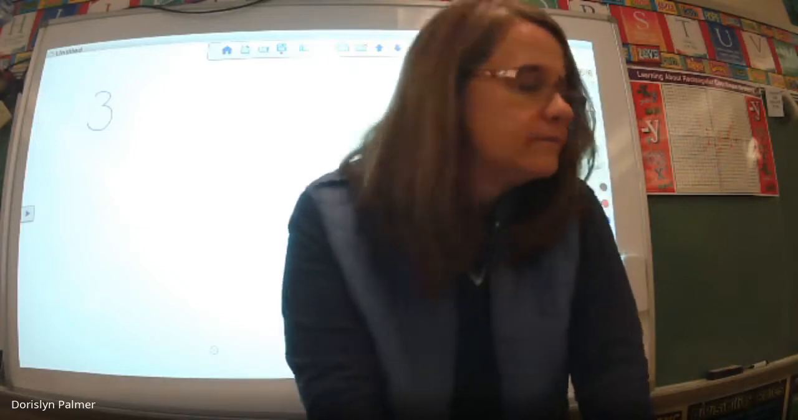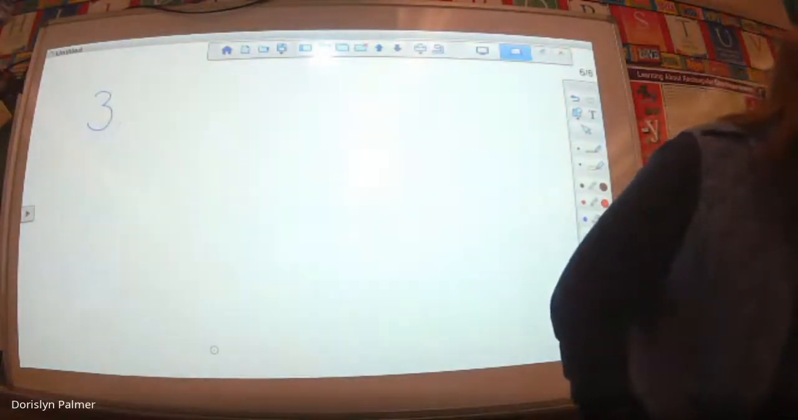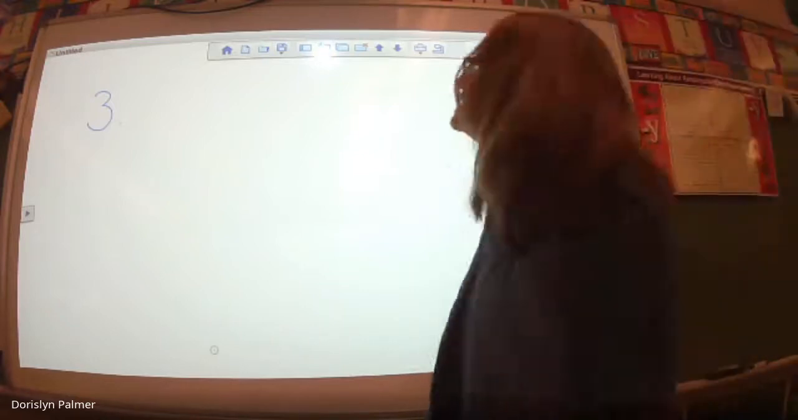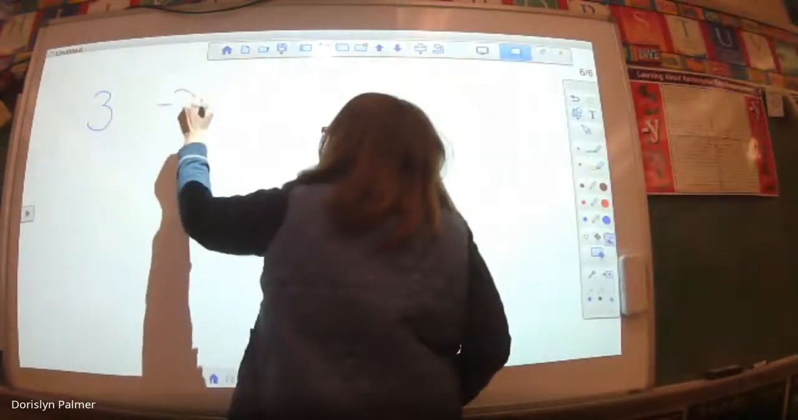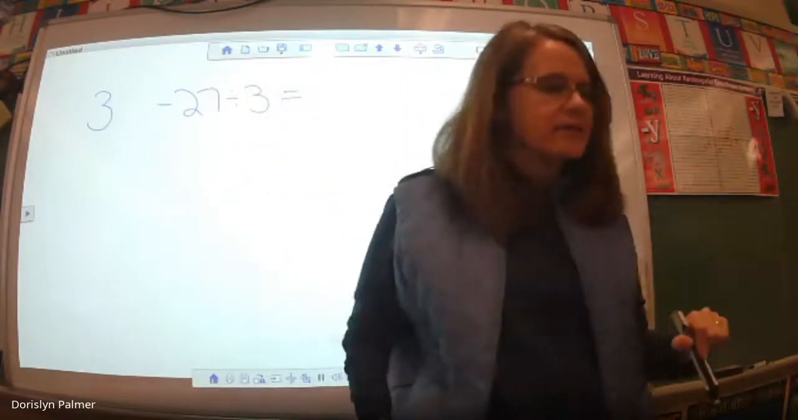Okay. Number 3, the temperature outside dropped 27 degrees over a period of 3 hours. Find the quotient, negative 27 divided by 3, and explain what it means in this context. So we're doing negative 27 divided by 3 equals, what's that answer, Matthew?